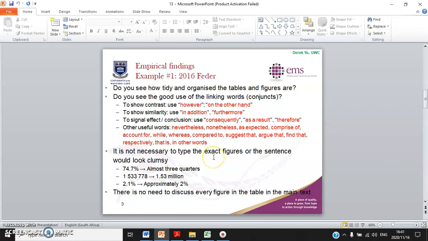Okay, and then I've got three examples. I will focus on the first two actually. The first one is Feather. It's from her honors research essay, and I'm going to show you that she actually writes very well.